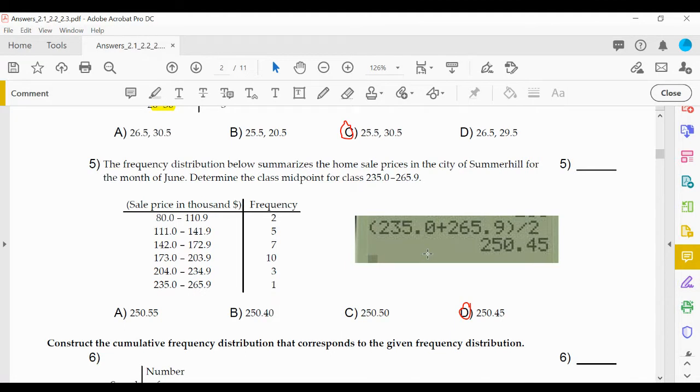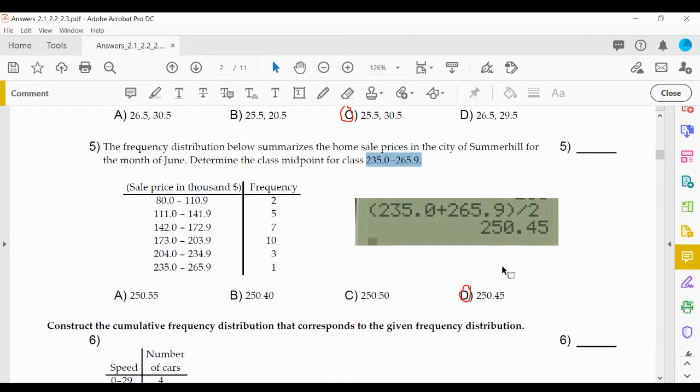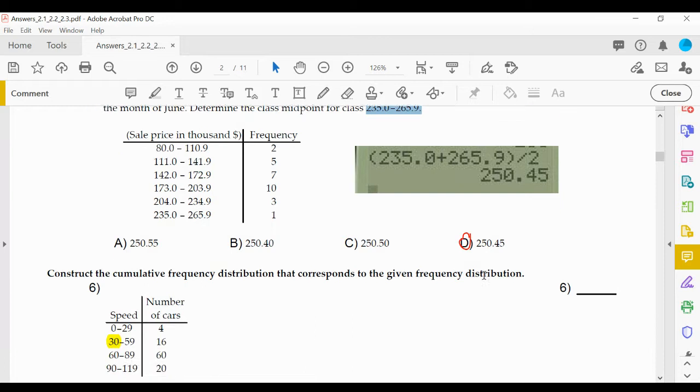He's looking for the class midpoint, and he's specific. He doesn't want all of them. He just says, I want the midpoint for this particular class right here, between 235.0 and 265.9. The midpoint is the halfway point. I take the lower class limit, which is 235.0, add to it the upper 265.9, add them up, divide by 2, and you get 250.5, letter D.